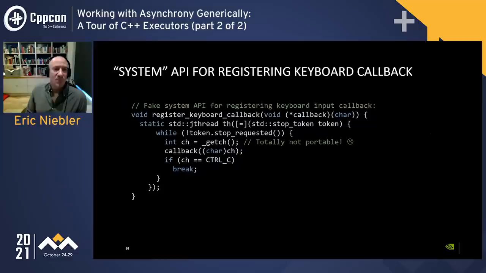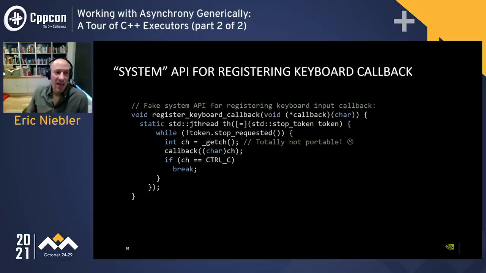Okay, now here is our system API for registering a keyboard callback. Let's pretend for a minute that standard C++ let us express stuff like this. Unfortunately, that's not actually the case. But anyway, the keyboard callback is really simple. Very simple function. It takes a raw C function pointer, a callback that accepts a character.